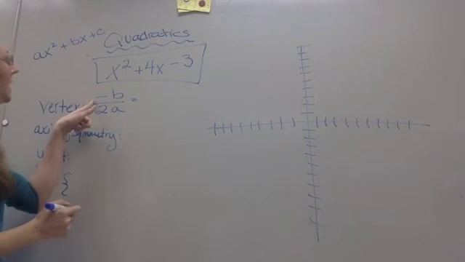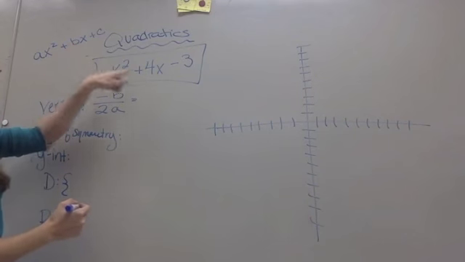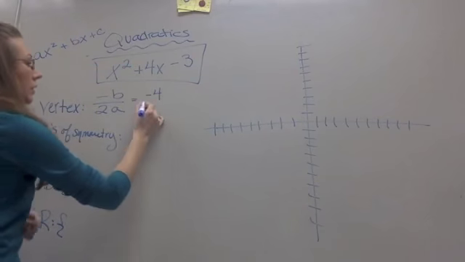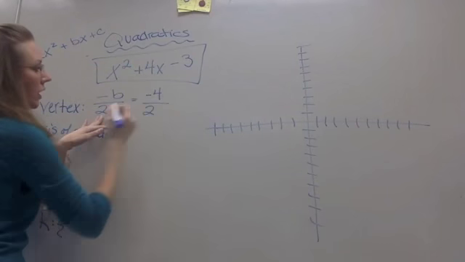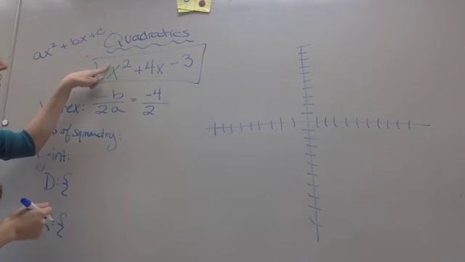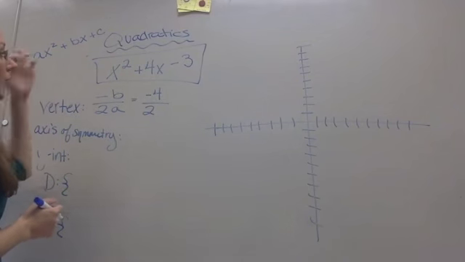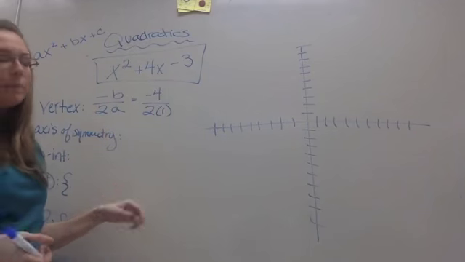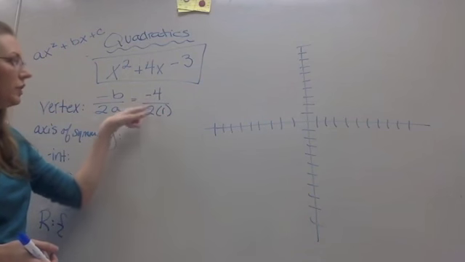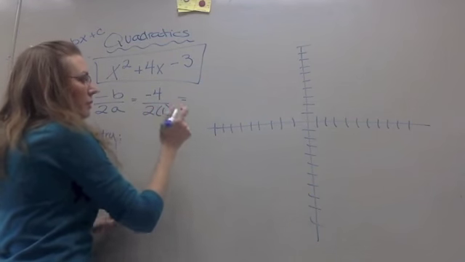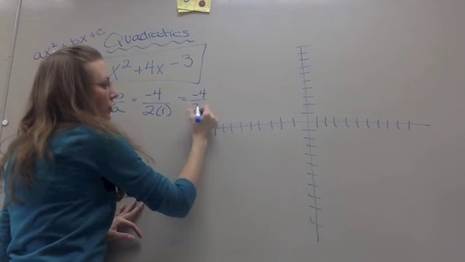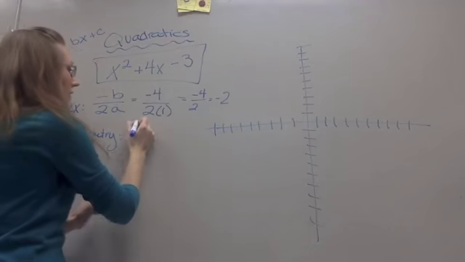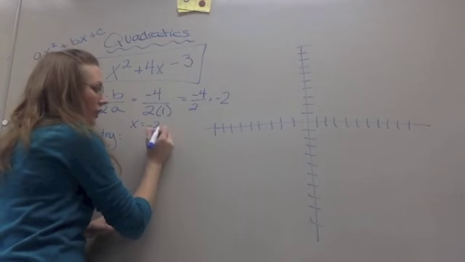So, negative b. b is attached to the x, so we're going to take this 4, we're going to make it negative. Over 2, well that's obvious, and then a is whatever's attached to your x squared. Now there's no number here, but it's not a 0, it is a 1. Again, we want to follow our order of operations, so we're going to do this multiplication down here before we do this large division. Okay, we need to do that grouping piece first. So we have negative 4 over 2, which gives us negative 2. That means our vertex, our x value, is going to be negative 2.